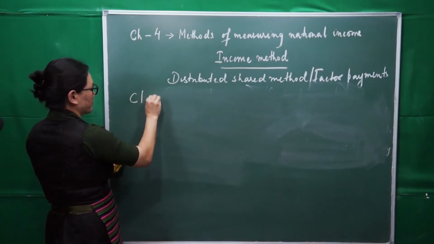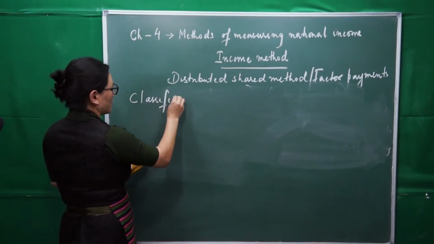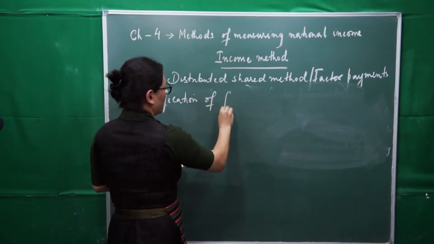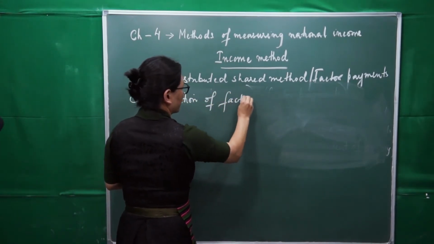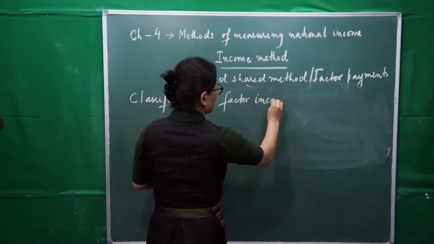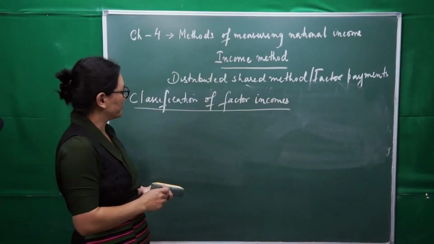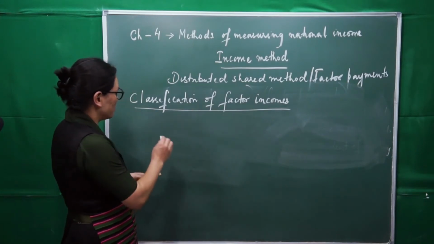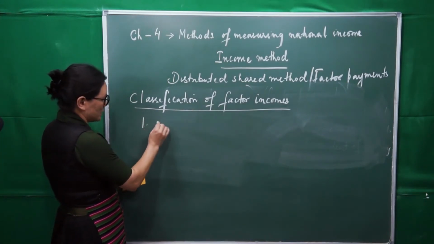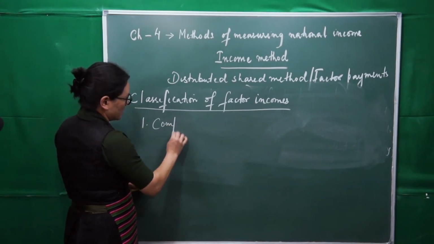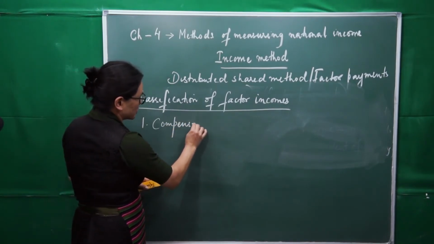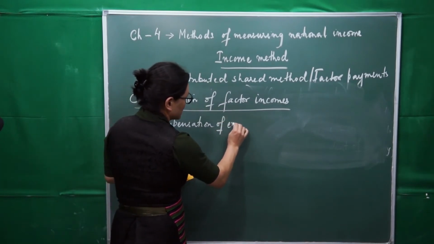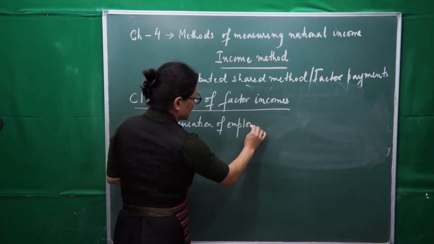Classification of factor incomes. Right. Classification of factor income is compensation of employees. Compensation of employees.